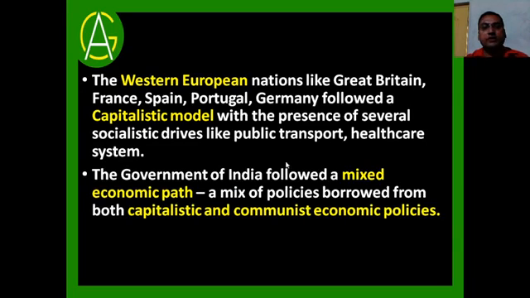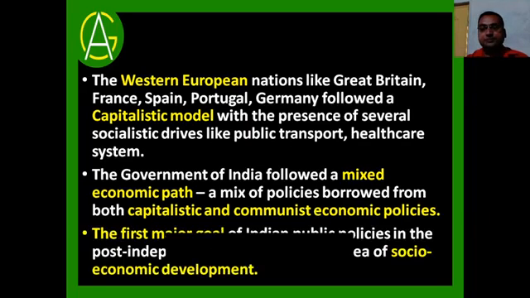The government of India followed a mixed economic path. That means a few good aspects of capitalism and good aspects of the communist model were both mixed by government, and we started a mixed economy. Mixed economy is the combination of socialism and capitalism. So both kinds of benefits can be achieved by government. That was the basic purpose of accepting the mixed economic path in India.